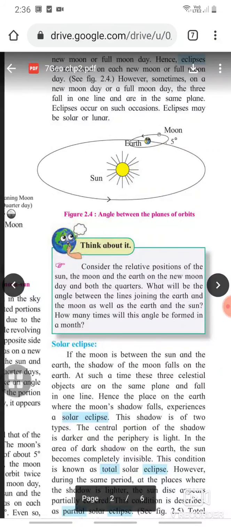So, you have to consider the relative positions of the sun, the moon and the earth on a new moon day and both the quarters. What will be the angle between the lines joining the earth and the moon as well as the earth and the sun? How many times will this angle be formed in the month? A question for you. Just think about it.